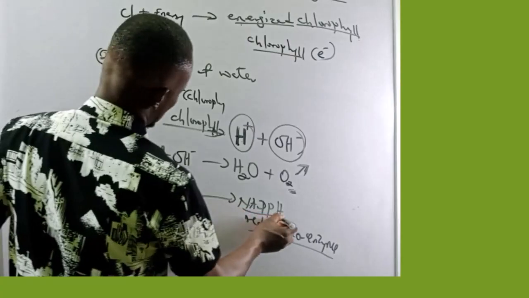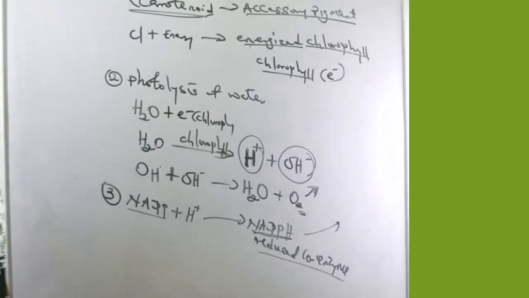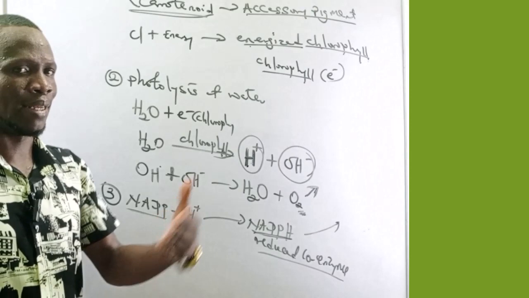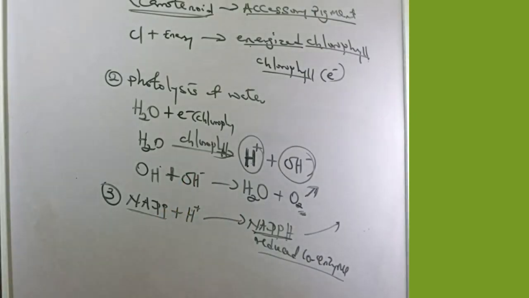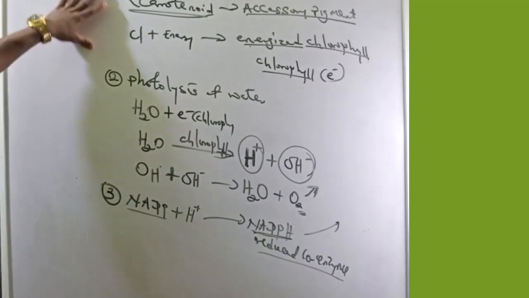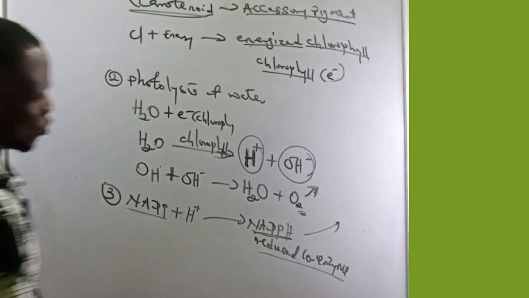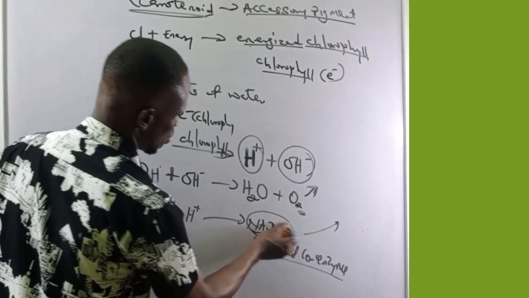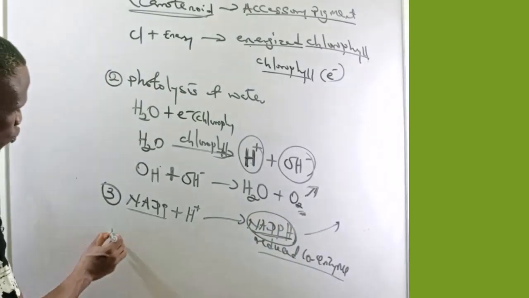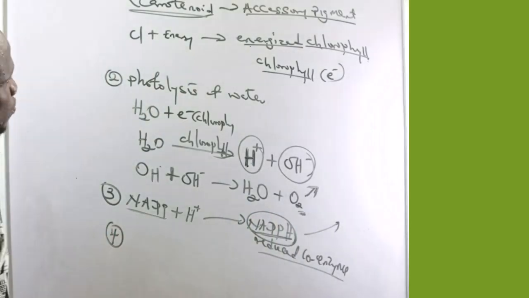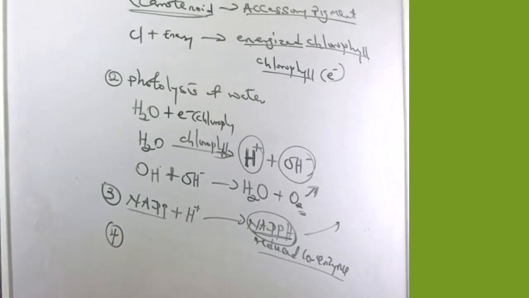This NADPH is going to be used in the next stage of the reaction, which is the light independent stage, or the dark reaction. So what is our interest in the light dependent stage? Our interest is to produce NADPH. We're going to see what NADPH is used for. And number two, the remaining energy will be used in the fourth process, which is the formation of ATP.